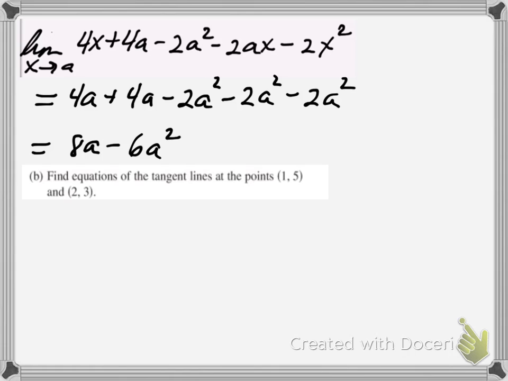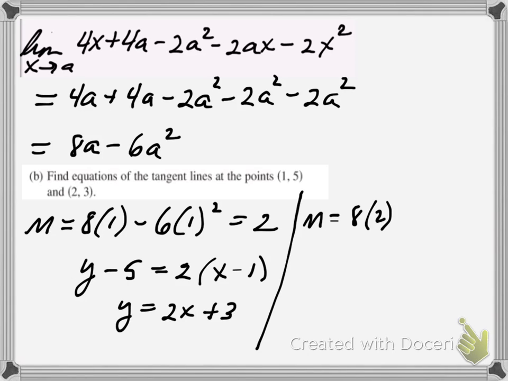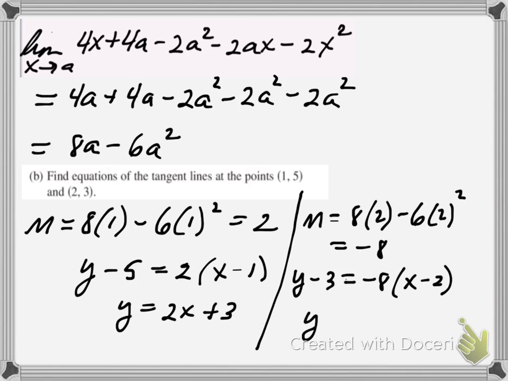Now I can use this for any value of a, and in this problem, in part B, I'm going to let a equal 1 for the first point, and I'll let a equal 2 for the second point, and just find the slope. So when a is 1, I get a slope of 2, and my equation becomes y minus 5 equals 2 times x minus 1, which is y equals 2x plus 3. That's the tangent line. For the second one, I get m is equal to 8 times, substituting 2 in for a, negative 8. And then using the point slope form of an equation, I get negative 8x plus 19.